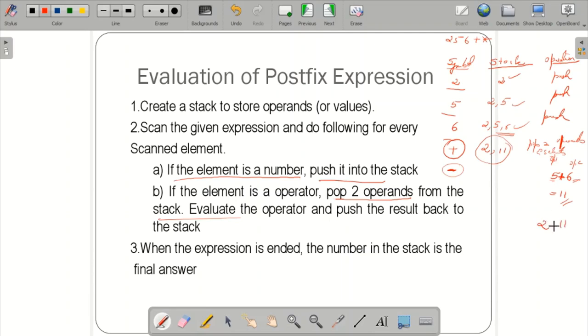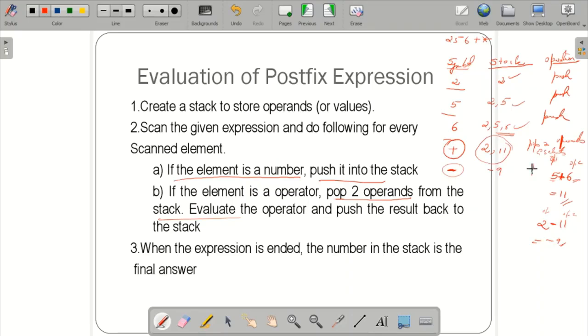11 first, 2, place minus over here. So you'll see, this is how you cannot write 11 2. If you write 11 2, answer will be different. So 11 over here, whatever the stack top is, operand 2 and operand 1, minus is over here. So 11 minus 2 is 9. So here you got 9.